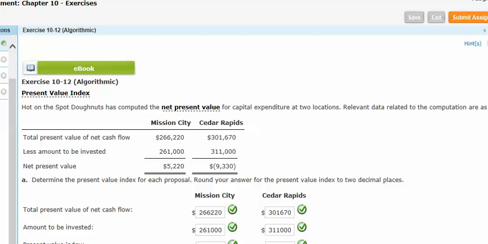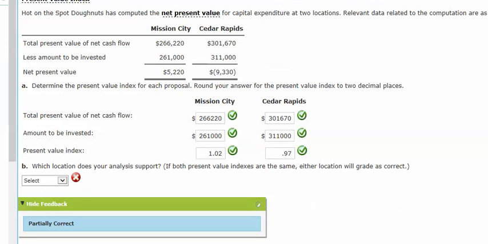Now we can see that the first one actually has a number in excess of 1, which is good. Again, that's confirmation that we had a positive net present value. And Cedar Rapids, we can see, has a number that's less than 1. That indicates the negative present value. Again, we can evaluate more than one investment opportunity. If both of them are positive, and this will help us indicate whichever is the higher number would give us an indication of what we'd want to do. So we're going to select Mission City for the recommendation.